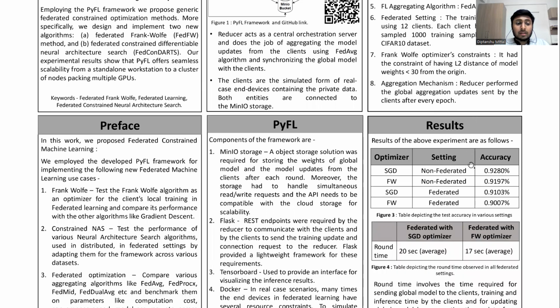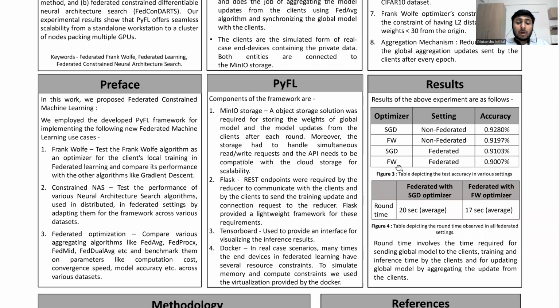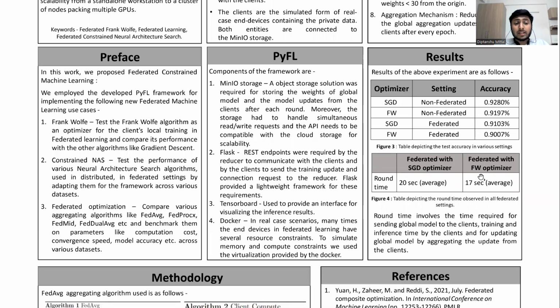We received the following results from the experiments. In the non-federated setting, the SGD optimizer gave 0.928 accuracy, while the Frank-Wolfe optimizer gave 0.9197 accuracy. The SGD optimizer gave 0.9103 accuracy in the federated setting, while the Frank-Wolfe gave 0.9007 accuracy in the same setting. The average round time observed in federated SGD was 20 seconds, which dropped to 17 seconds if the optimizer was changed to Frank-Wolfe.